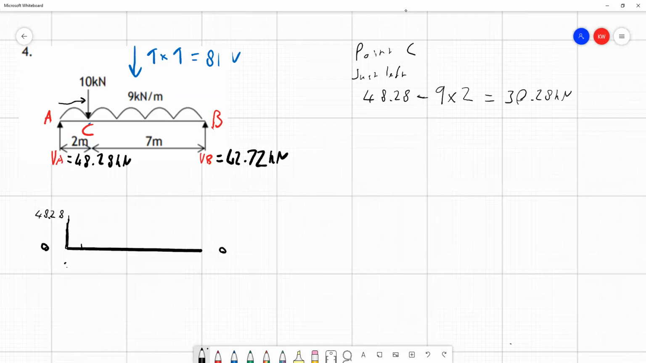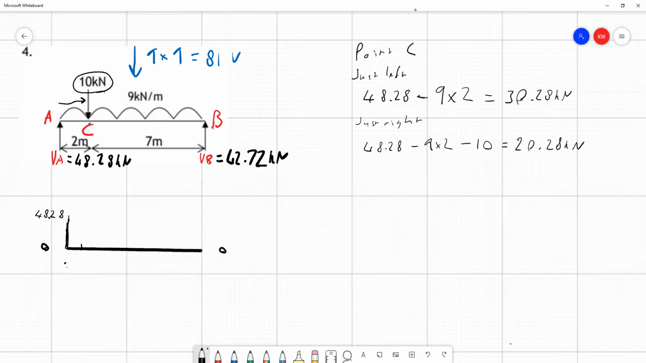Now what happens just as we pass C? We've just got to C, just past C, so just to the right of C. Well, we still have these other two forces, 48.28 from point A. We still get 9 times 2 acting down from the UDL, but we've also now got the 10 kilonewton force from C that we've got to that point, and we're going to include it as well. And that's acting down the way, that's minus another 10. So that's just going to be 10 less than the answer above, so it's going to be 20.28 kilonewtons.